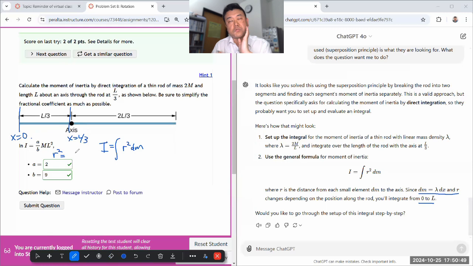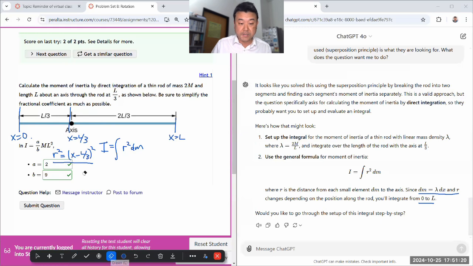So you can do a trial and error over some expressions, and what will work is something that looks like x minus L over 3, squared. Then at x equals 0, square it, you get L over 3 squared. Good. When x is equal to L over 3, you get 0 squared. And when x is equal to L, you get r squared is equal to 2L over 3 squared. So this is the consideration you should go through.